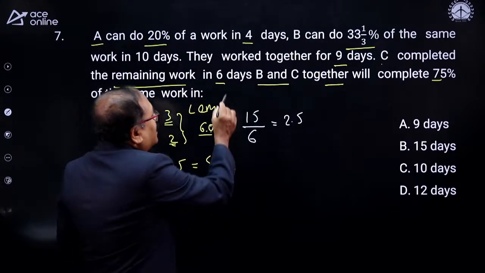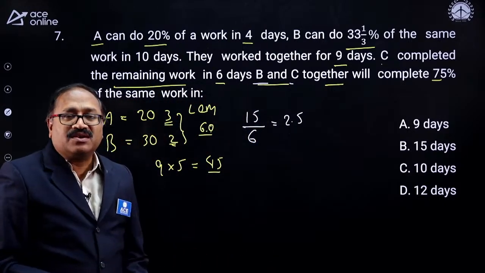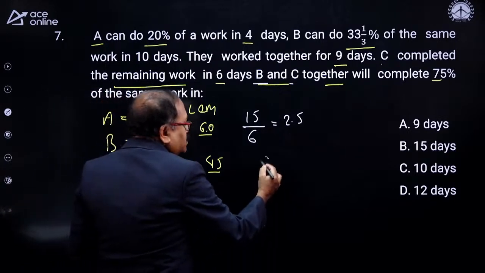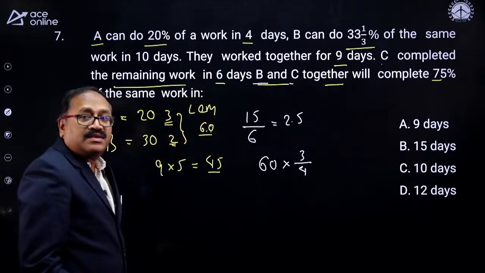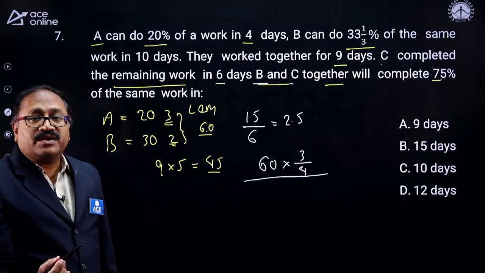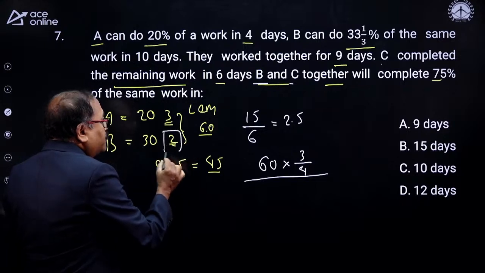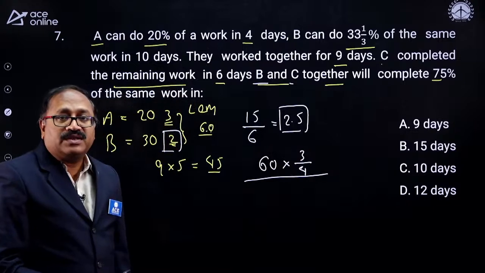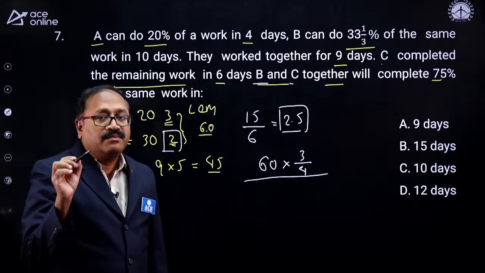Now it says that B and C together complete 75% of the work in how many days? So what is the total work here? 60. So 75% of 60, 75% is nothing but 3 by 4. This is the work, divided by, as B and C together are working, Likhita or Sai, B's 1 day work is 2 units and C's 1 day work is 2.5 units. That is 4.5. I can write 4.5 as 9 by 2.